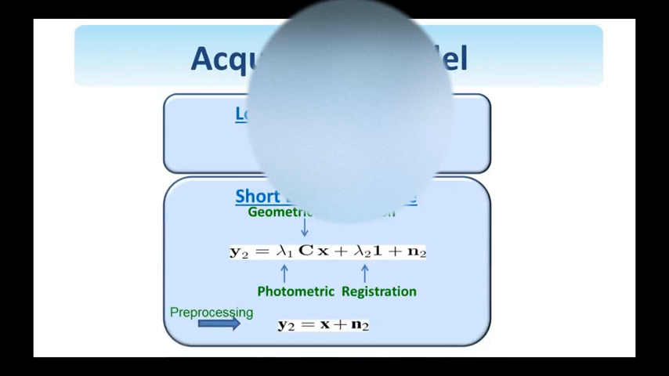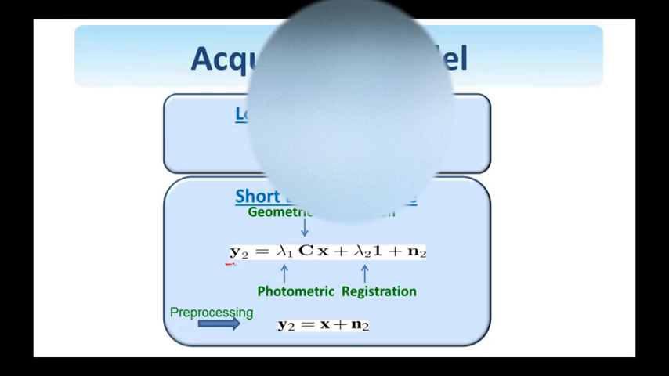The acquisition process can be modeled using two coupled linear spatially invariant systems. So the model for the long exposure is shown here. Y1 the observed image, H the blurring matrix that introduces the blur due to the camera shake, and X is the original image. Due to the camera movement between acquisitions, the image pair has to be registered both photometrically and geometrically.